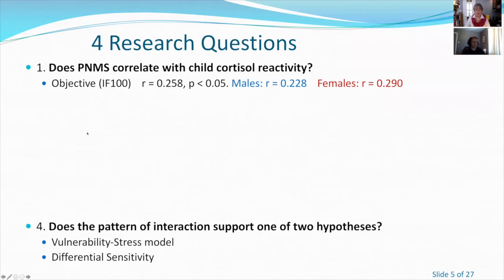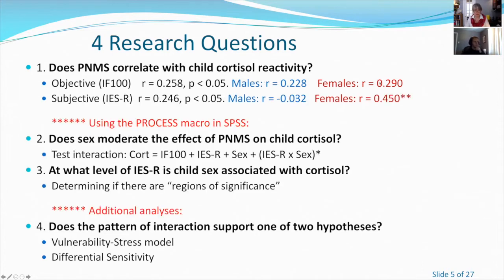So essentially, we're looking at 4 different research questions in this study. The first is, does prenatal maternal stress correlate with child cortisol reactivity as a function of this maternal separation? And if we look at the objective hardship of the mother, with all the children, it correlates 0.258. That was significant, but it's not very impressive as a correlation. And so we thought, okay, we'll look at males and females. But when we separate into these groups, again, the correlations are not very impressive.